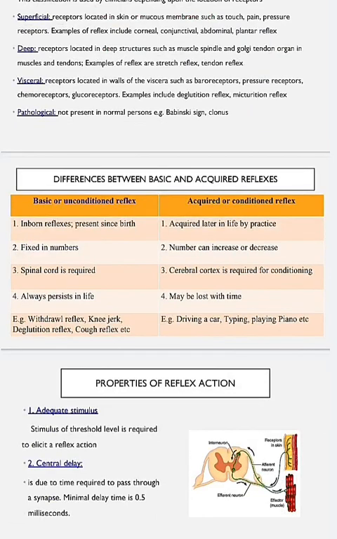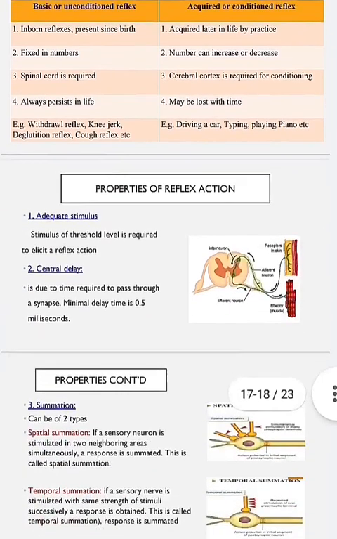Properties of reflex action. Adequate stimulus. A stimulus of threshold level is required to elicit a reflex action. Central delay. It is due to the time required to pass through a synapse. Minimum time delay is 0.5 millisecond.